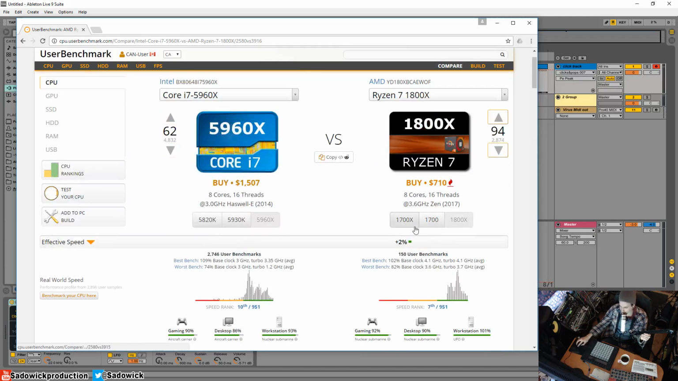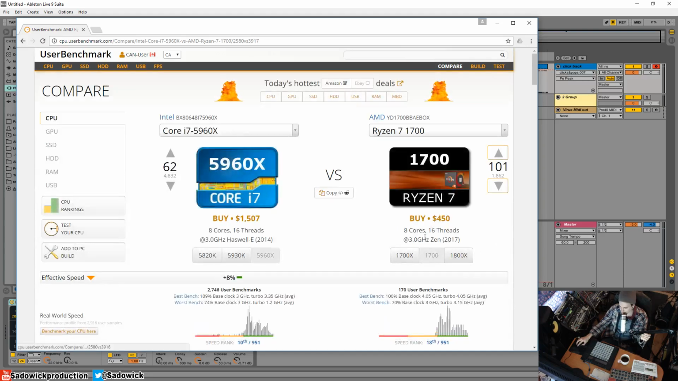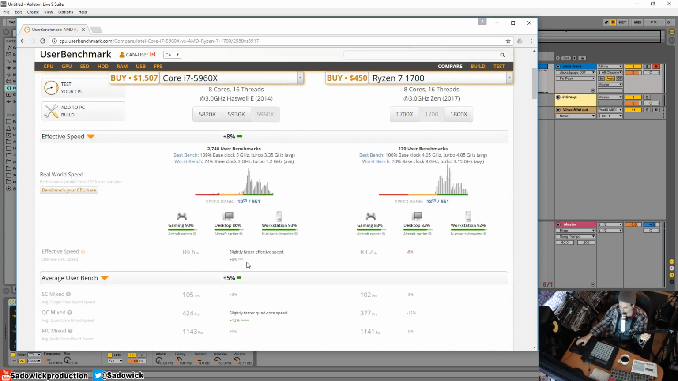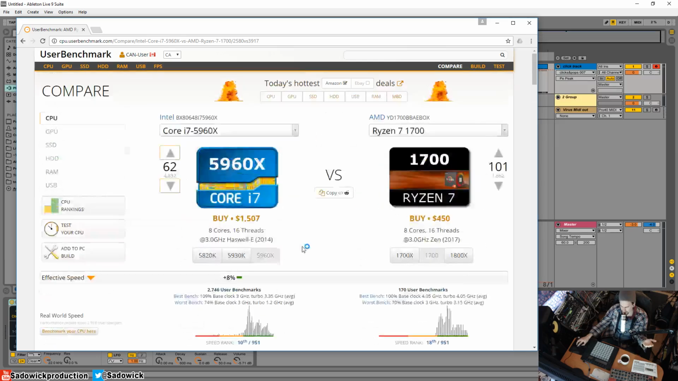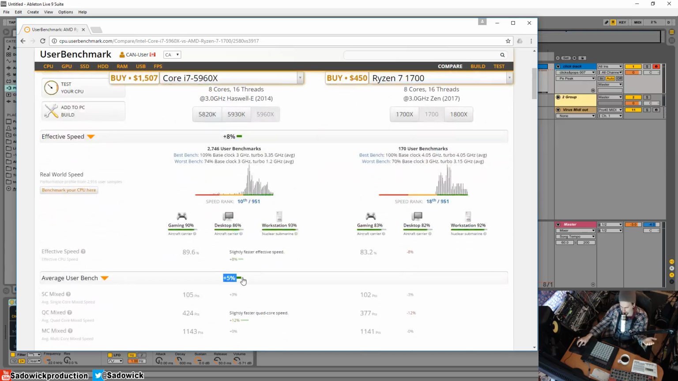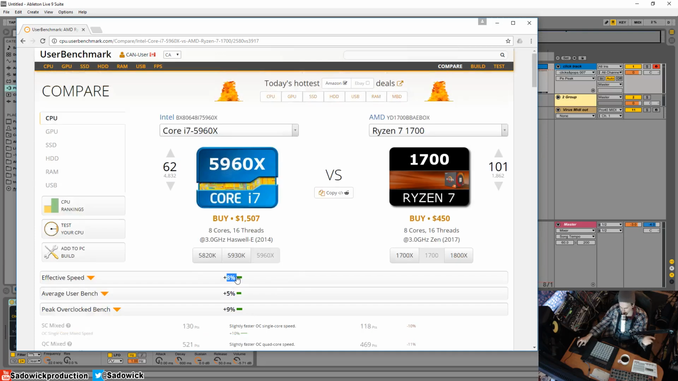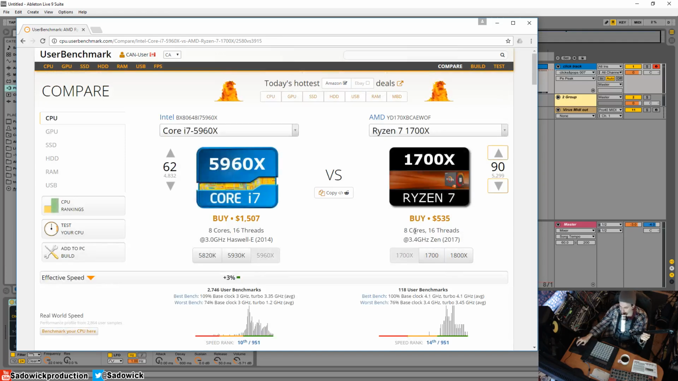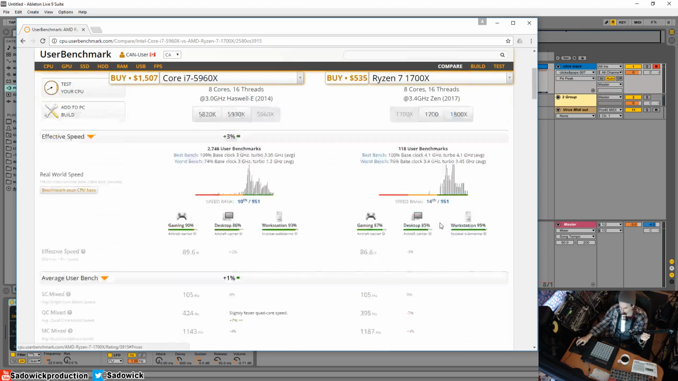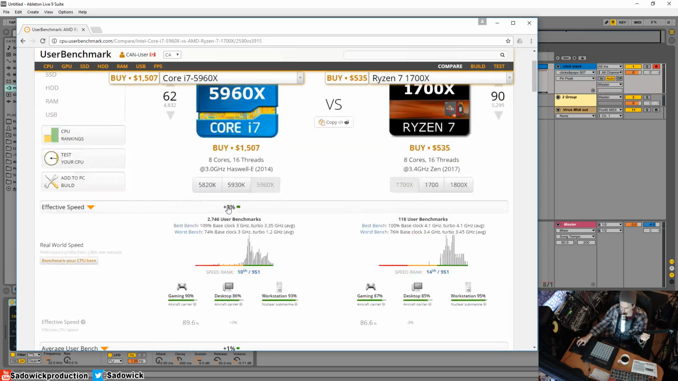So that's the $710 one. This is the $450 one. Still 8 cores, still 16 threads, but at a lower price point. The 5960X is 5% faster. They're both operating at 3 gigahertz, with the same amount of cores and threads, but Intel can do more per clock, and it has 8% more effective speed. And you can compare to the 1700X, which is a little bit more expensive, and the difference is 3%.